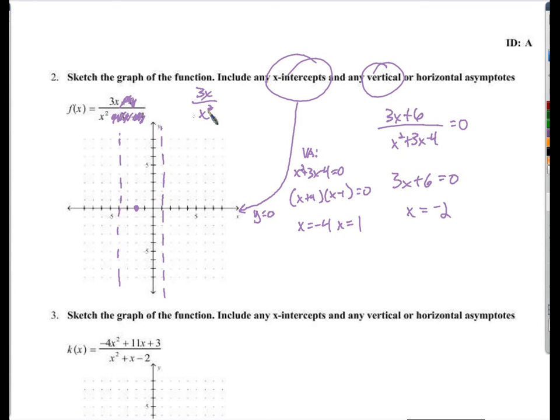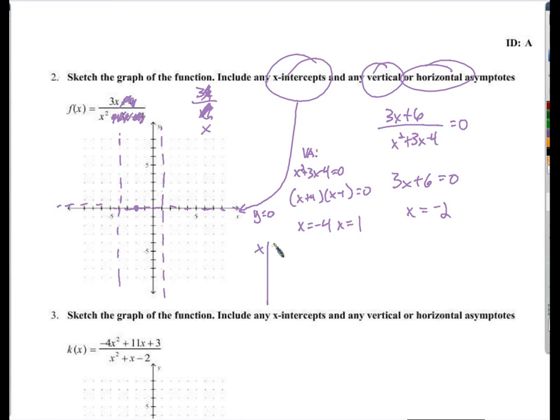If I just had 3x over x, the common factors of x and x, leaving an x down here, would cancel. 3 over x, when x gets very large, this would go to 0. So horizontal asymptote at 0. So our graph is going to touch the horizontal asymptote, and as we've talked about many times, that's just fine. Found the horizontal asymptote, and so now what we should do is find some points.